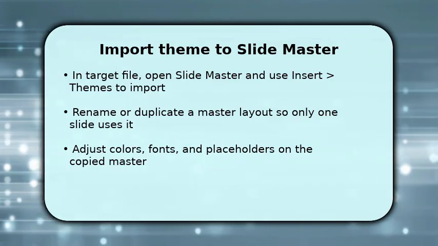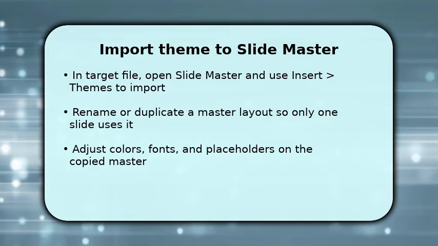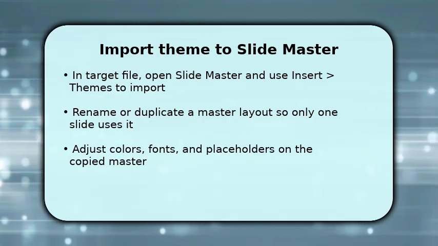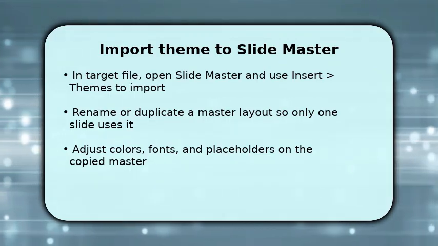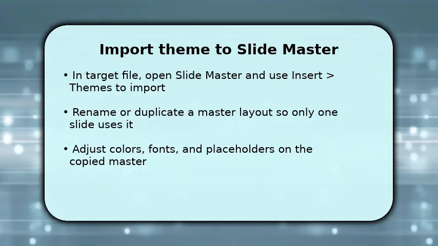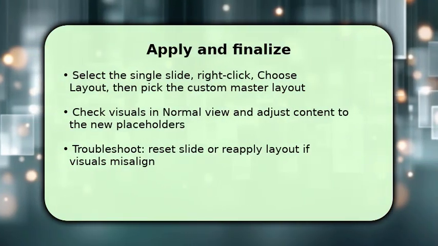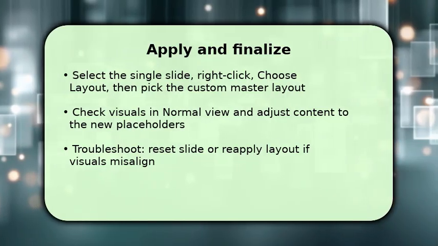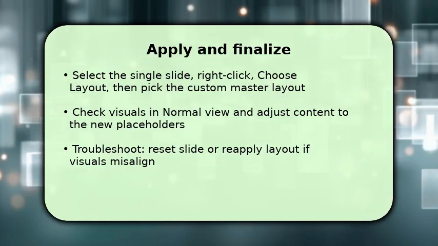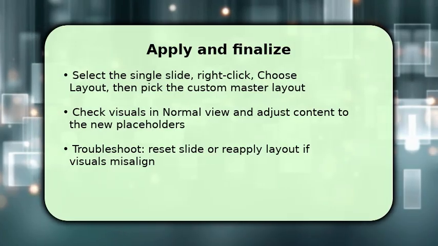This ensures consistent behavior for just the chosen slide. Make sure you save the master changes. They won't affect slides until you assign the specific layout. Now select the single slide you want styled and right-click to choose Layout, then pick the custom master layout you prepared. You'll see the theme applied only to that slide.